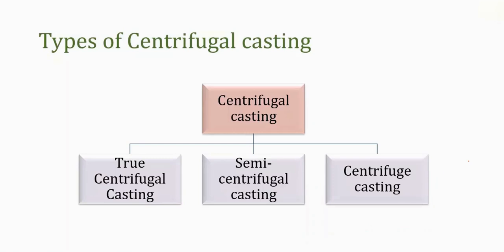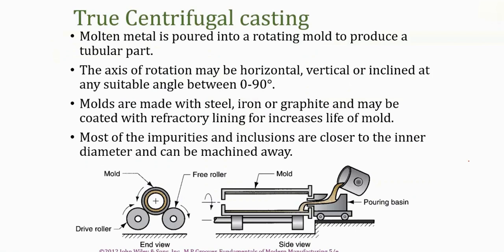So generally there are three types of centrifugal casting: true centrifugal, semi-centrifugal and centrifugal casting. We shall see it one by one. So first, true centrifugal casting. This is the arrangement of true centrifugal casting.